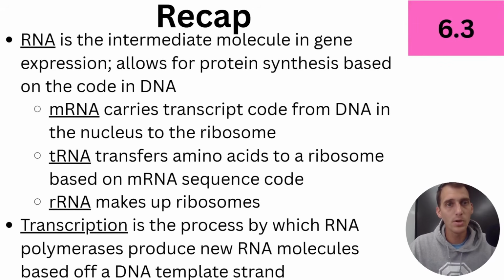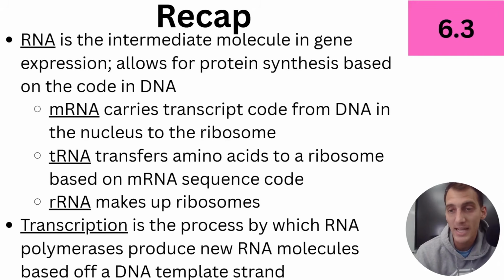Okay, so as a recap, I'm going to run through everything one more time just in case you missed anything or I missed anything. RNA is the intermediate molecule in gene expression. It allows for protein synthesis based on the code in DNA. DNA is the ultimate language of life. RNA are the temporary copies that are used to carry information from the nucleus to the ribosome. In eukaryotes, mRNA carries transcript code from DNA in the nucleus to the ribosome.